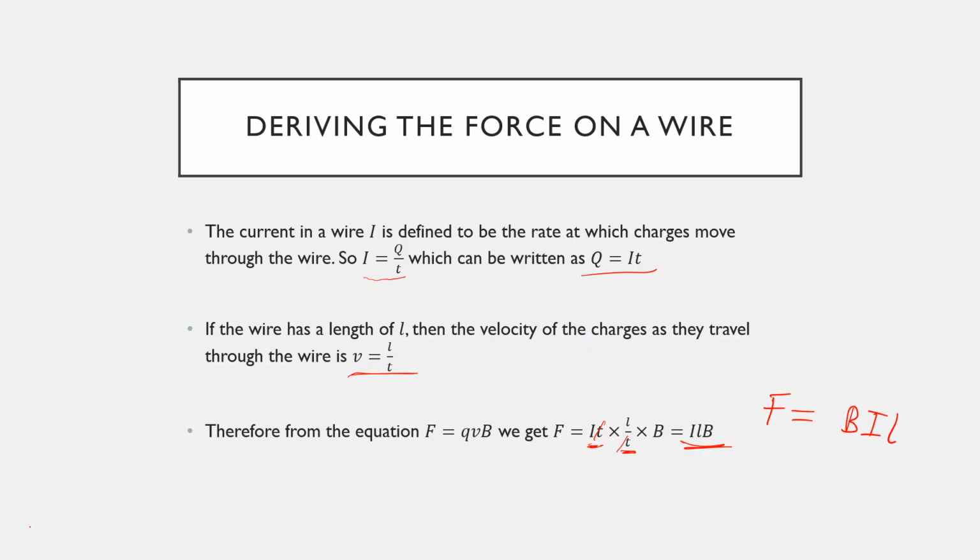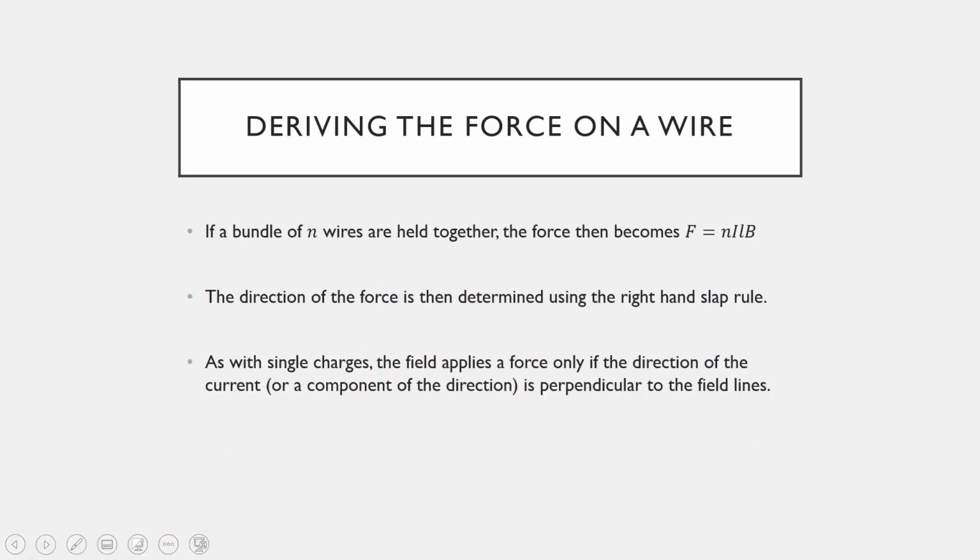Okay, where's the N though? We don't have the N. Well, if you just bundle a bunch of wires together, then each wire will experience the same force. So if I've got 3 wires, they'll be experiencing 3 times the force. If I've got 10 wires, they'll be experiencing 10 times the force. So that's where the N comes from. It's not really a derivation of any kind, you're just multiplying the number of wires that you have.